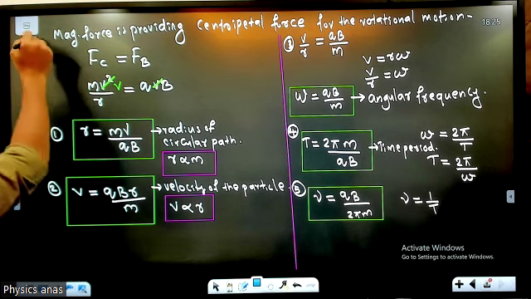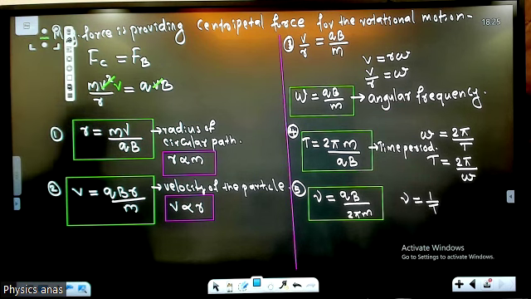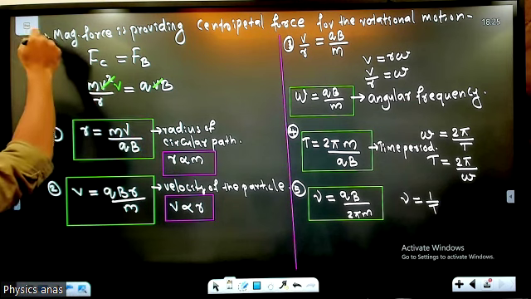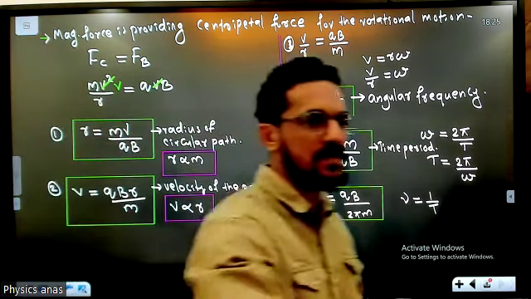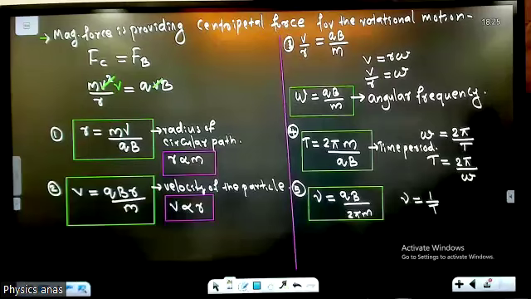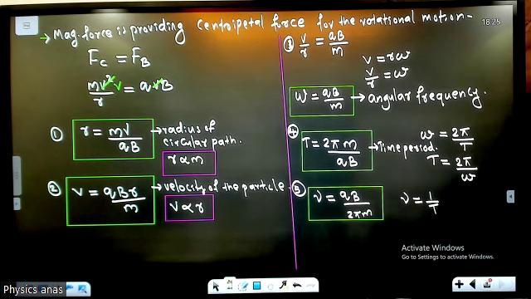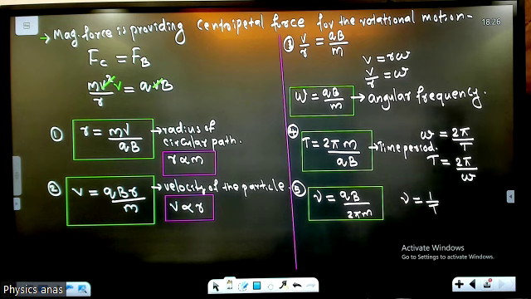You can write: magnetic force is providing centripetal force. This is the extension of circular motion. We are discussing circular motion, so this is the extension of circular motion. Magnetic force is providing centripetal force for the rotational motion.